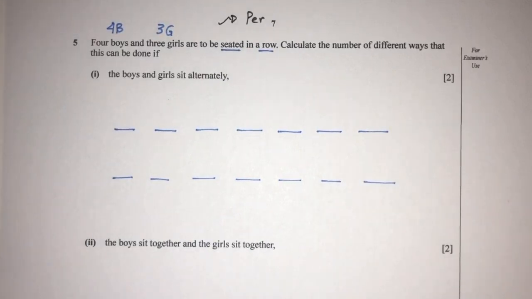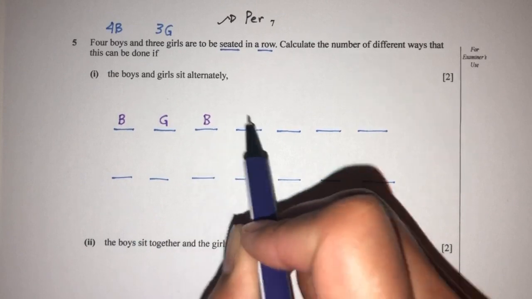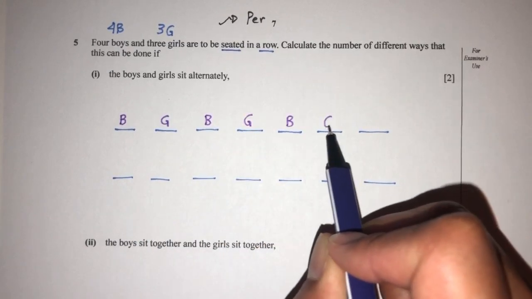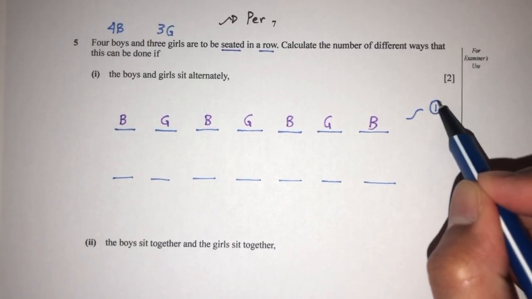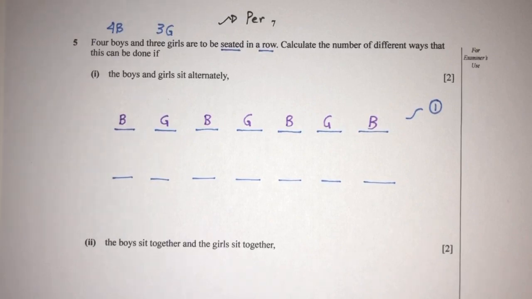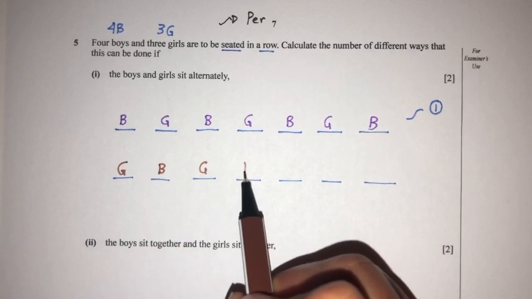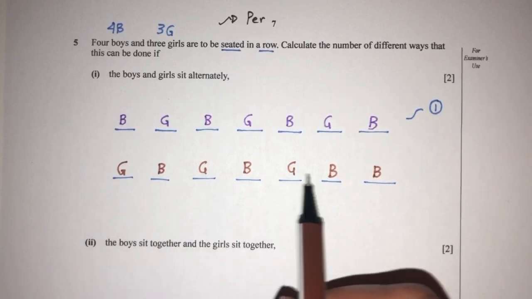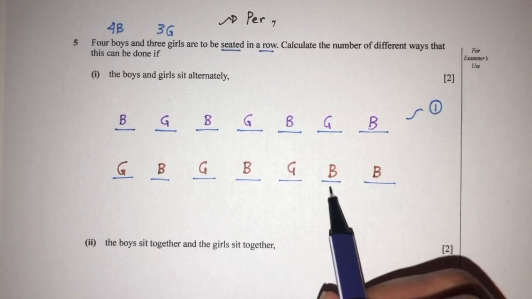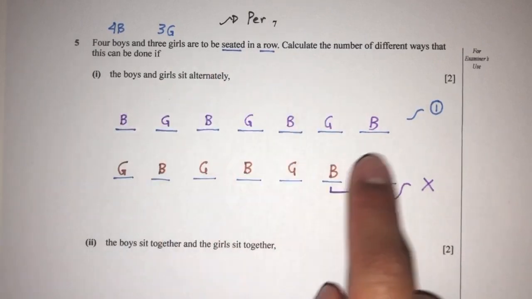Now, you may tell me, hey, at first, let's put a boy first. So you put a boy, and then a girl, a boy, a girl, a boy, a girl and then a boy, right? This is my first way of arranging them. Now, you may also argue, why can we not put a girl first? Let's try. Girl, boy, girl, boy, girl, boy, and boy, because we only have 3 girls and 4 boys, we will end up with something like this, which is not an eligible option. So we have only one way of arranging them, which is this.